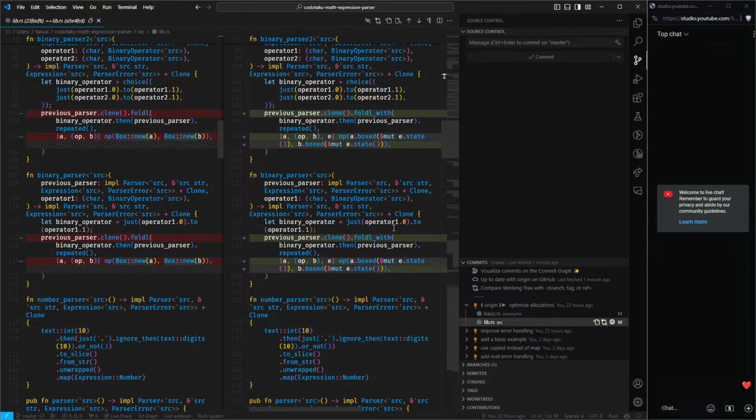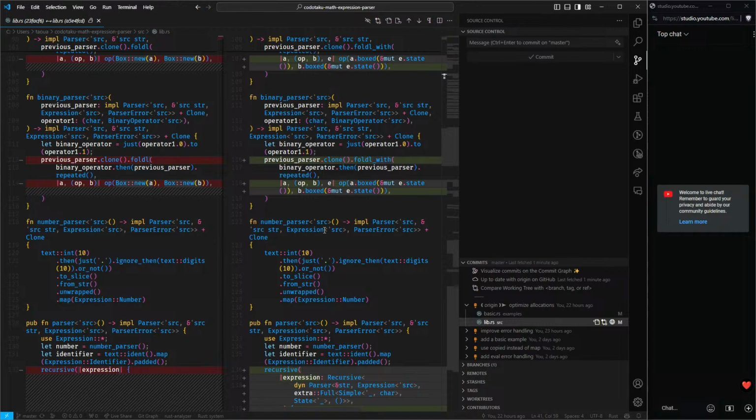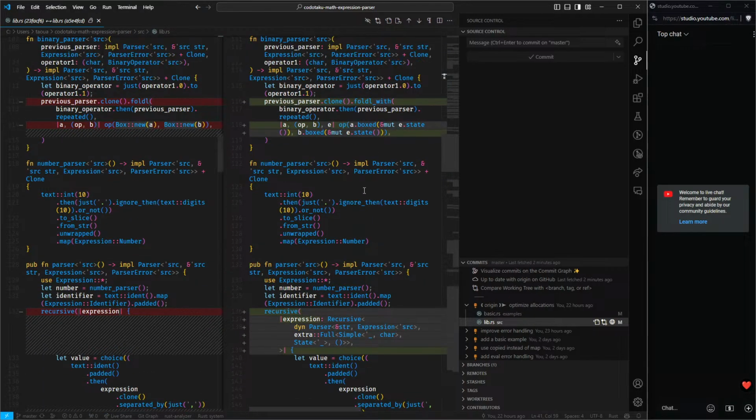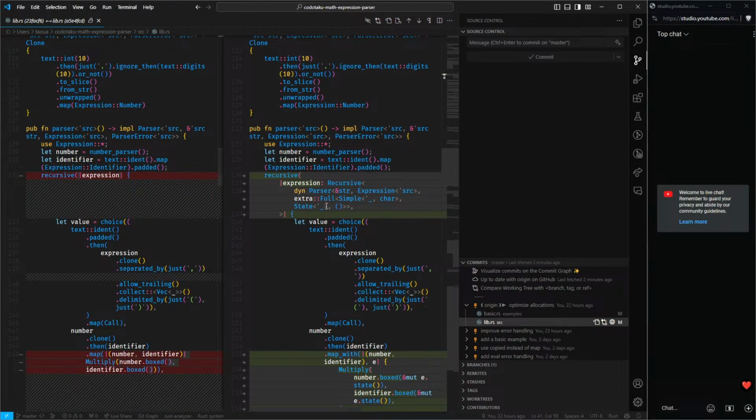So instead of Box::new, we use the state. Okay, cool. Is there anything else? And of course, instead of fold, we use foldl_with, so we can get the state of the parser, and we could use it to allocate, right? So yeah.